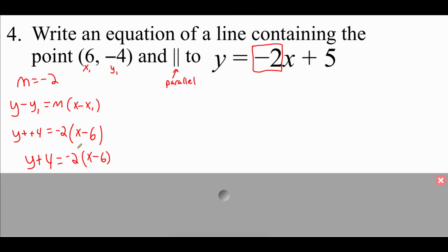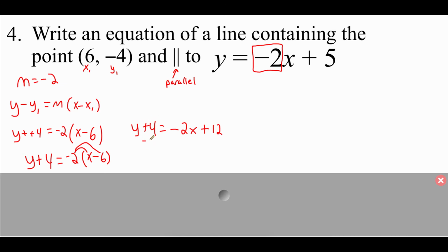Now on the right-hand side, we're going to clean this up by doing our distributive property. So I'm going to take the negative 2 times the x to get negative 2x. I'm also going to take the negative 2 times the negative 6. Now, because these are both negative, when you multiply them together, you're going to get a positive answer, and 2 times 6 is 12. The left-hand side is still going to be y plus 4, so we haven't changed that at all. But I did say that we want to get our final answer in slope-intercept form, y equals mx plus b form. So I want to get rid of this plus 4 on the left-hand side. I want y to be alone.